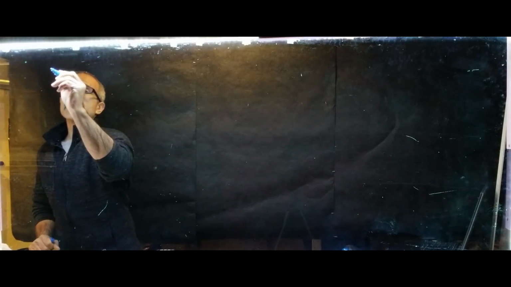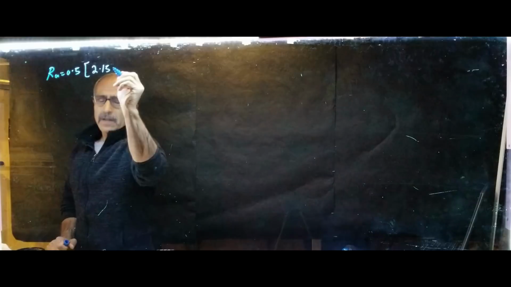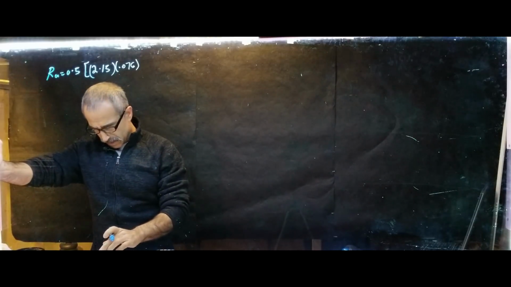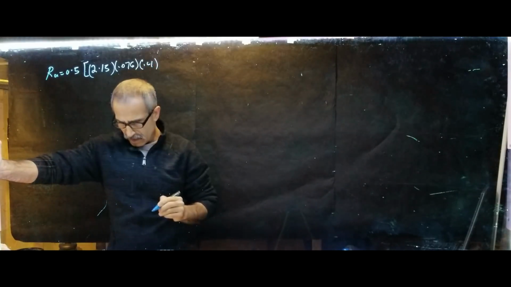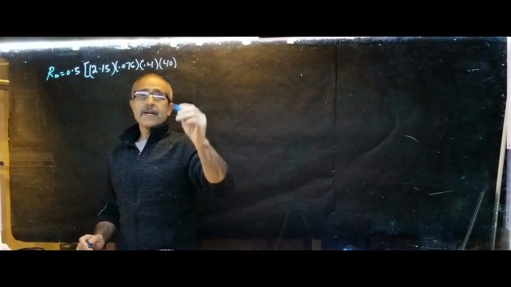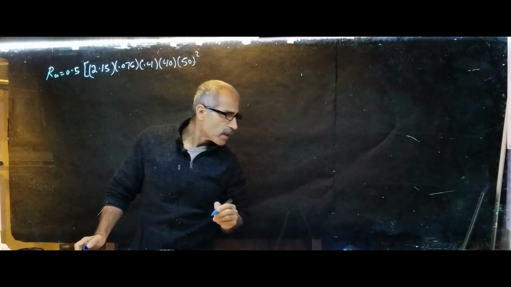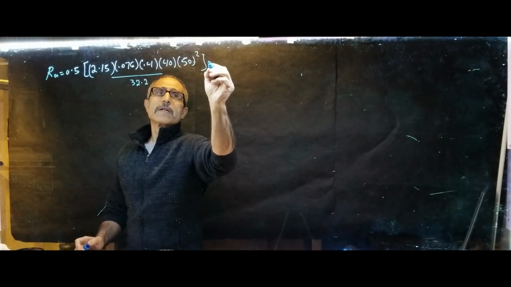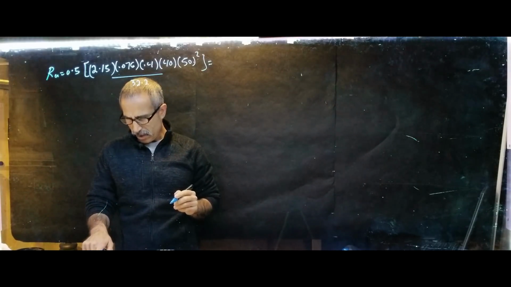So let's get this one, and then we use a different color here. RA is equal to, is it 5 or 0.5? 0.5. 0.5 times 2.15 times P, which became 0.076, and times 0.4. Then we have times 40, which is the cross-sectional area of the front end of the vehicle, and times the speed, 50 squared. And then we divide the whole thing by G, which is 32.2. I already calculated that. Check my calculation. I came up with 102 pounds.